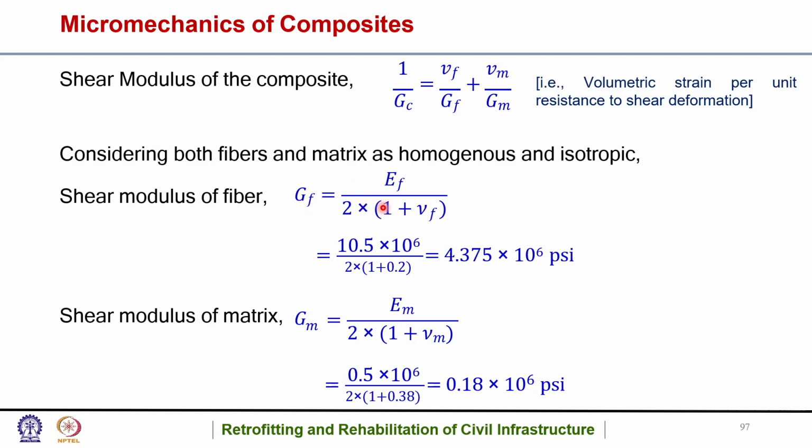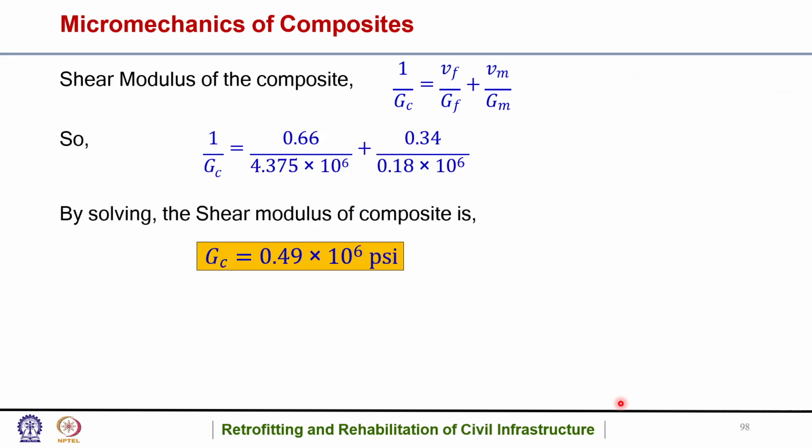If we remember from our physics classes, the shear modulus of any material is G equal to E by 2 into 1 plus nu. Therefore, the shear modulus of the fiber, GF, equals EF by 2 into 1 plus nu F, which comes out to be 4.375 into 10 to the power 6 psi. Similarly, GM, the shear modulus of the matrix, equals EM by 2 into 1 plus nu M, which comes out to be 0.18 into 10 to the power 6 psi.